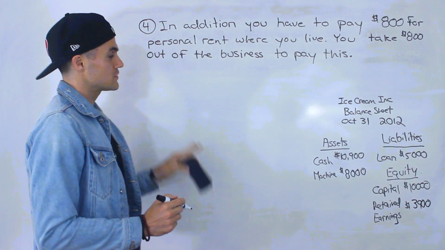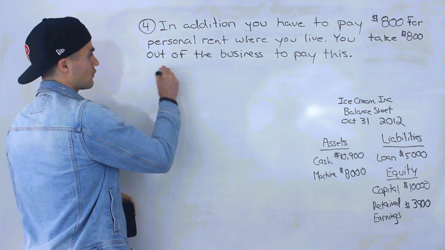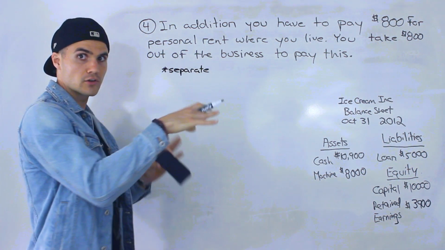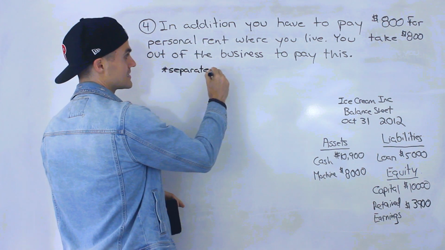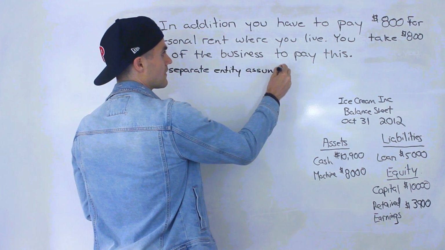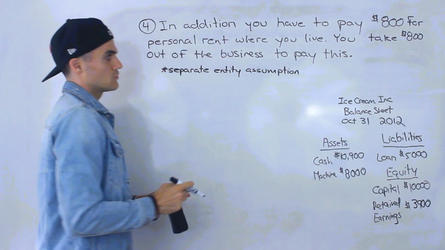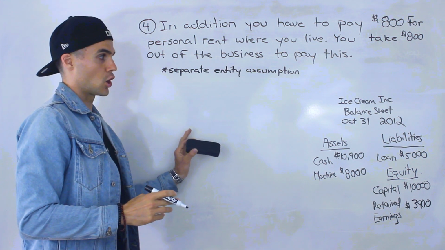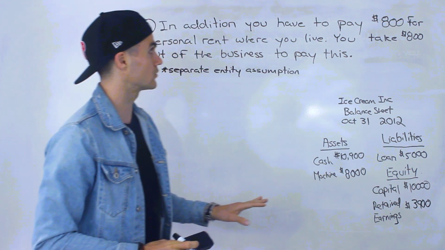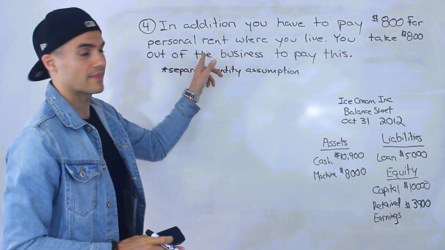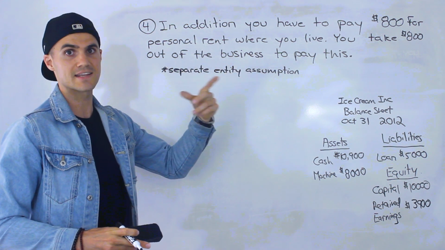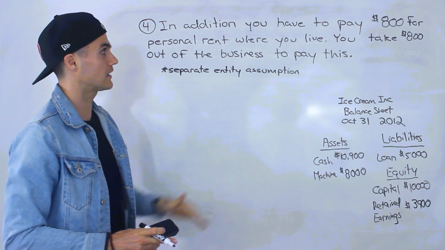Now, first thing I want to mention is, if you remember from the assumptions that we went over, the underlying assumptions of accounting, there was the separate entity assumption. And what did we say there? We assume that the business dealings are separate from the personal dealings of the owners or of the shareholders. So notice that this personal rent, that's not part of the business. So we wouldn't put this rent of $800 as a business expense. It wouldn't go on the income statement.